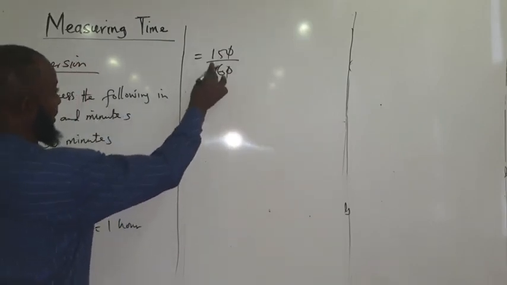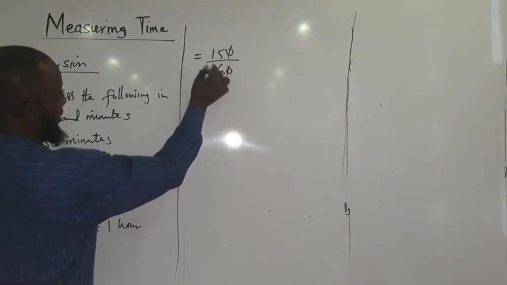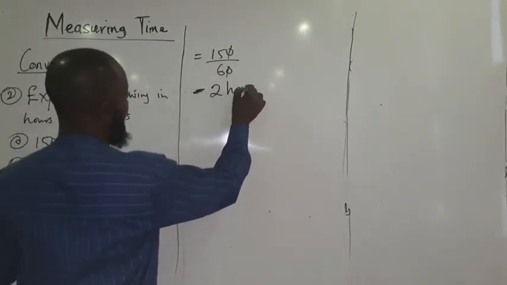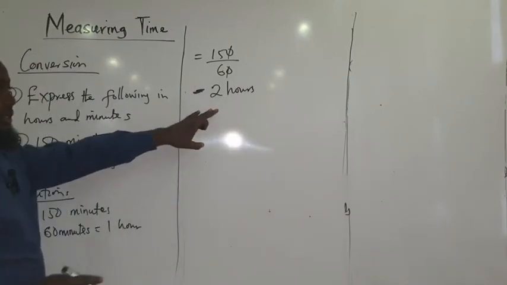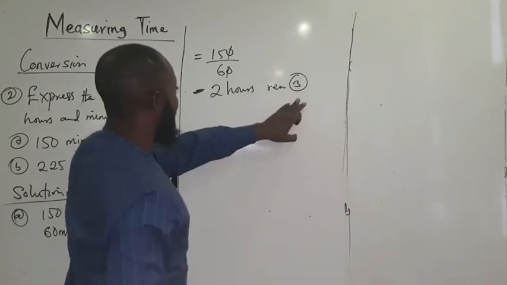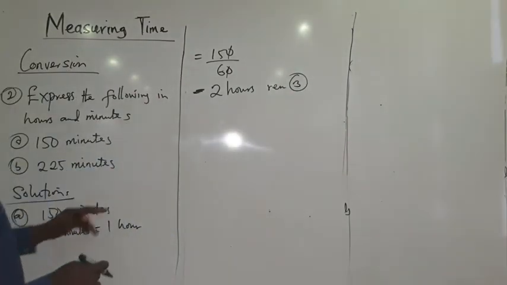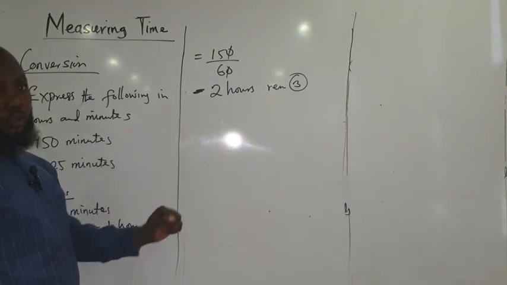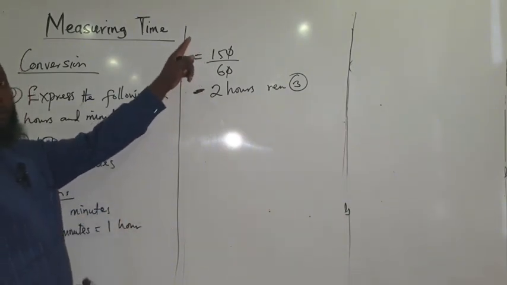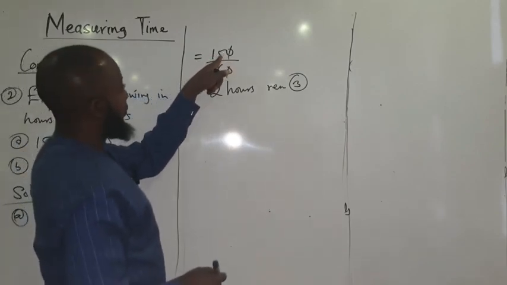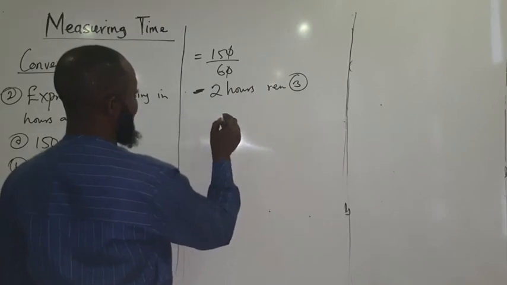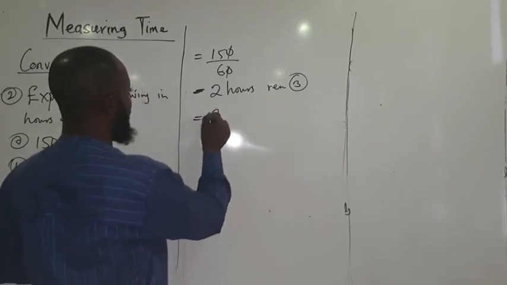6 into 15 is 2. Remainder 3. That's going to be 2 hours. Now, that's the remainder. So we are not going to make use of this. What we're going to do, this 2 times 60 will give us 120. When you subtract 120 from 150, you are going to get 30. So we add 0 to this one. That's going to give us 2 hours.